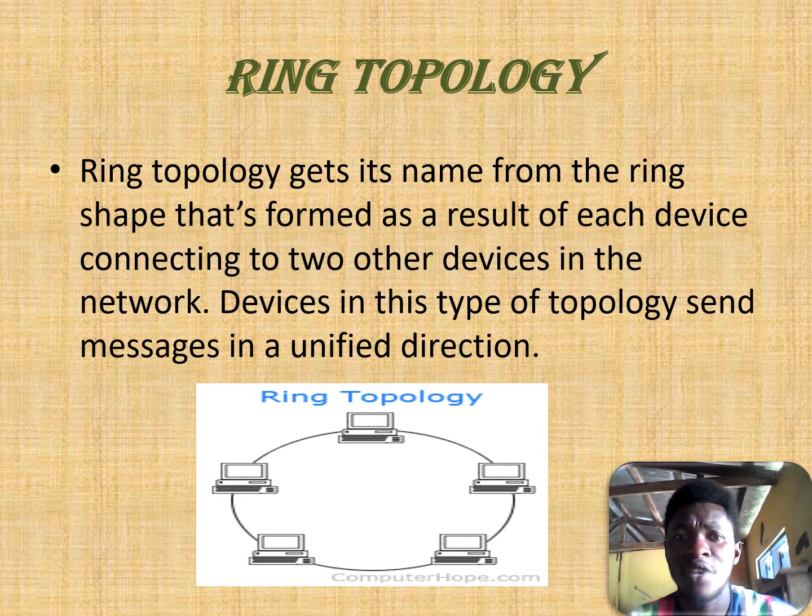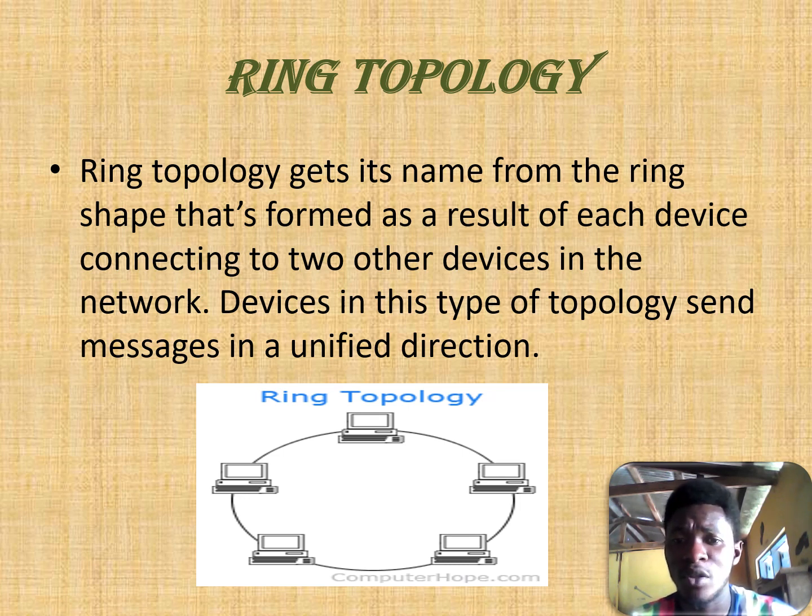We now talk about the ring topology. Ring topology gets its name from the ring shape that's formed as a result of each device connecting to other devices in the network. Devices in this type of topology send messages in a unified direction. Just as in the diagram below, you will see that each device has a connection on the left and on the right. So if information is to be sent clockwise, that is how it goes before it gets to its destination.